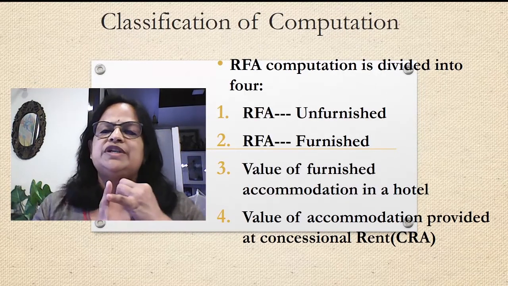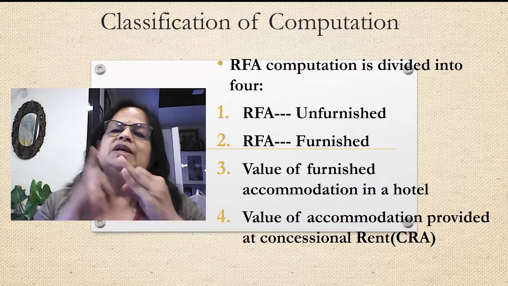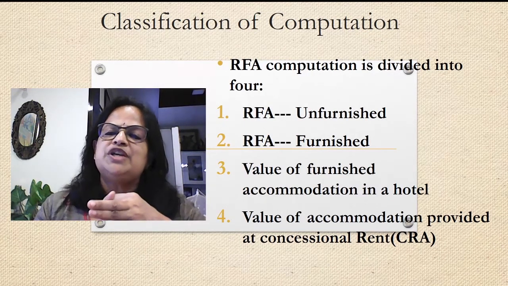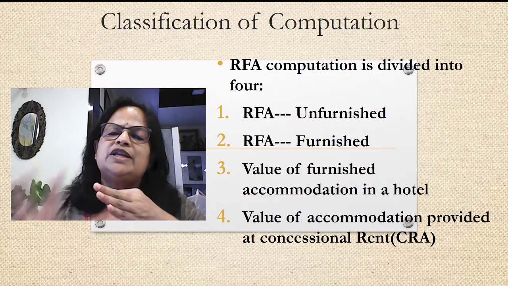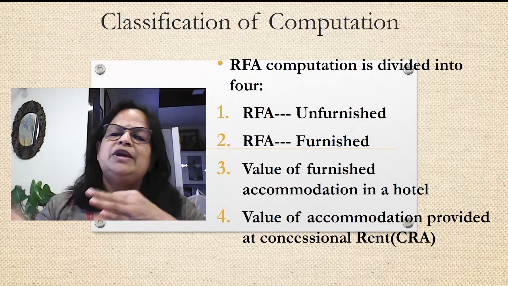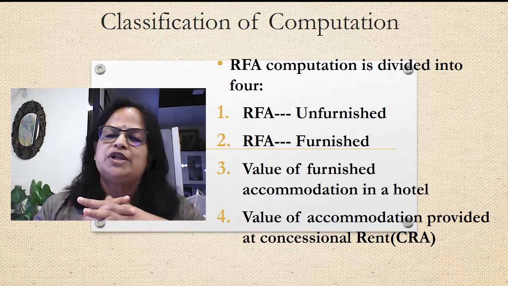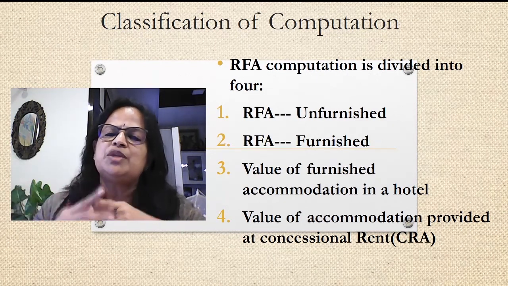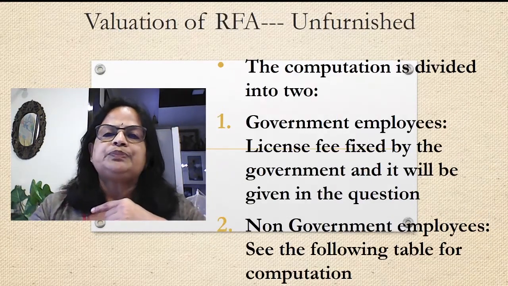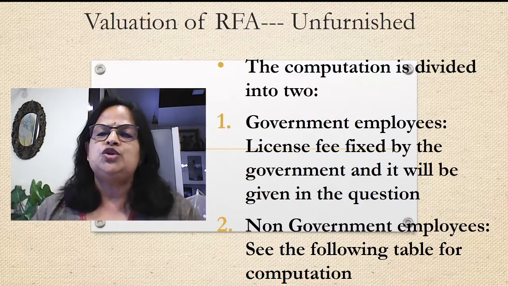So first classification is RFA unfurnished. Second is RFA furnished. Third is value of furnished accommodation in a hotel. That is not included in your syllabus, so I have not included the explanation in this module. When you go to a higher level, CA or ICWA and all, this calculation also will be important. Next is value of accommodation provided at concessional rent. That is the CRA.